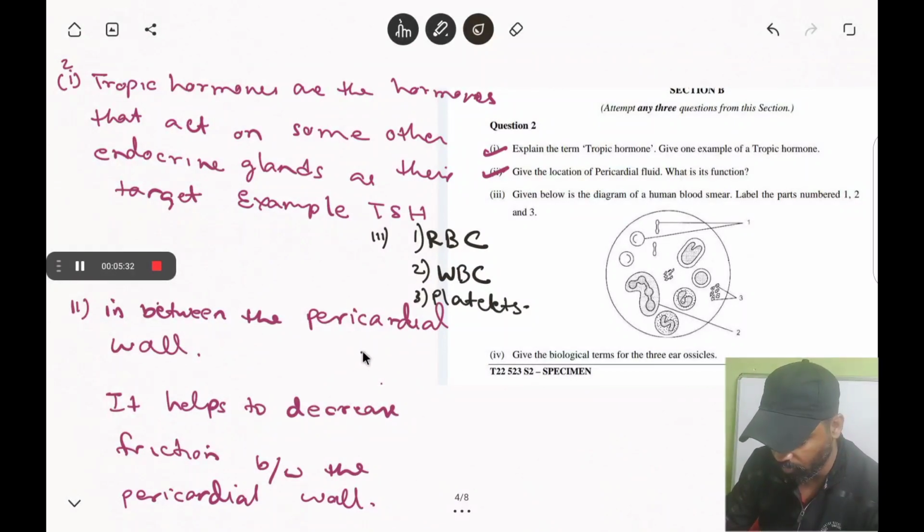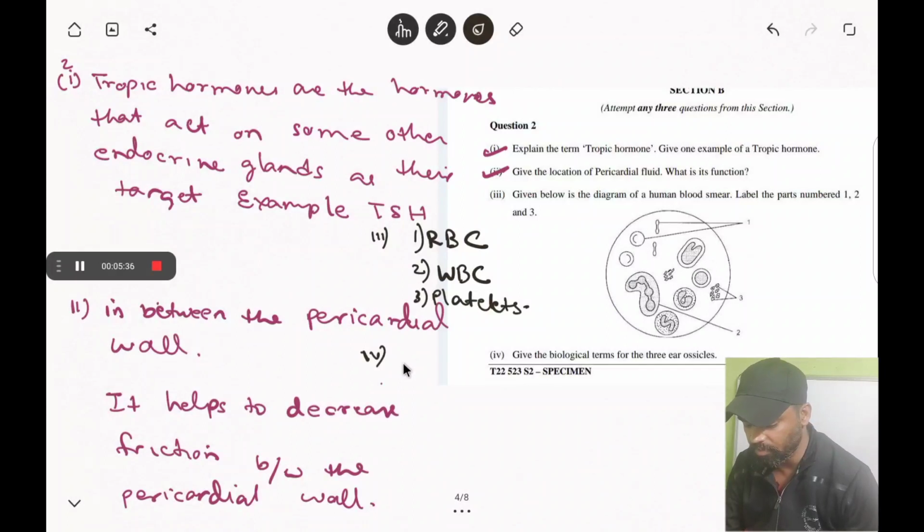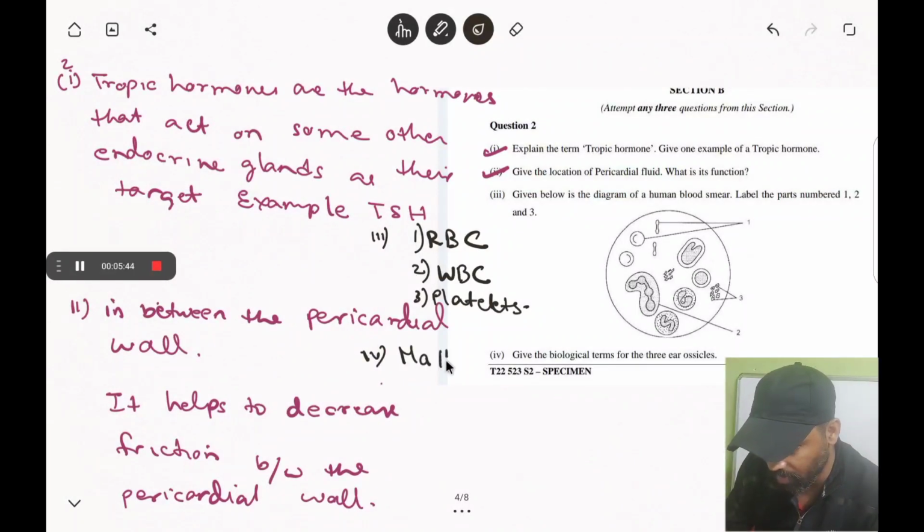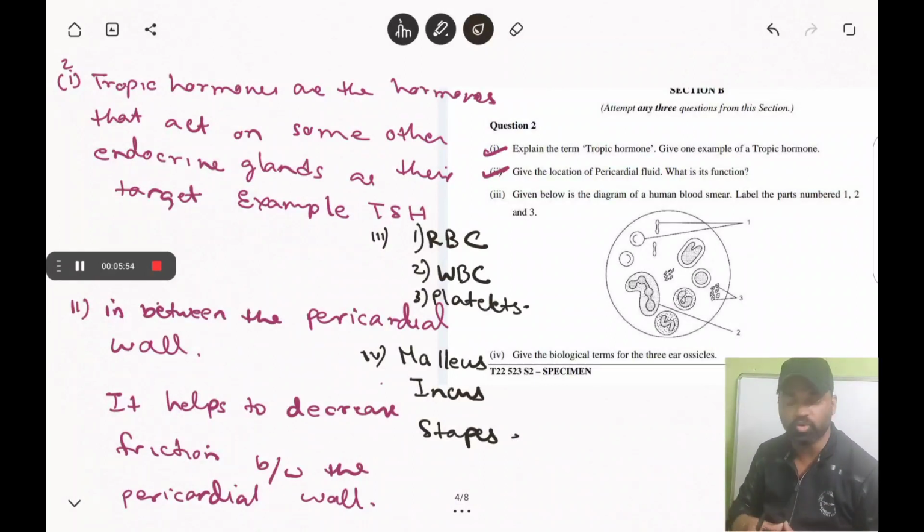Number 4. Give the biological term for the 3 ear ossicles. Very easy. Malleus, incus and stapes. M-A-L-L-E-U-S, malleus, incus and stapes. That's my answer. This was question 2. Done.